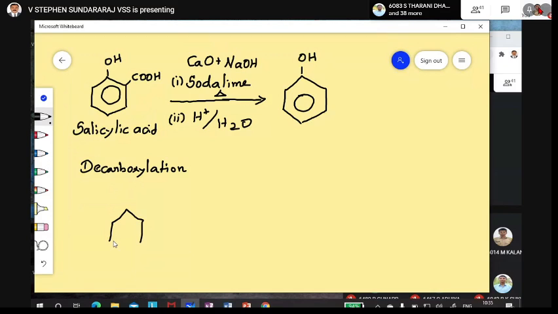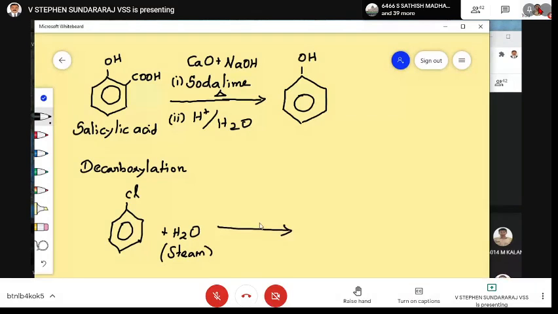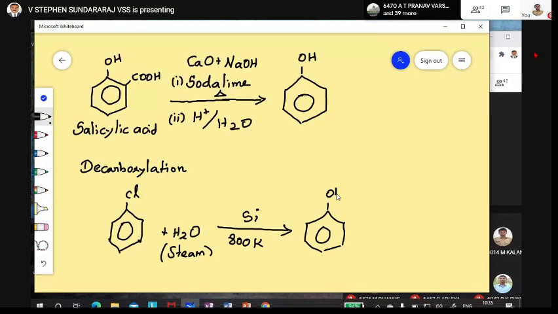Okay. And if you want other methods, take Dow's process, a slight modification of it. Just for information, that is chlorobenzene plus water, but under very high temperature steam conditions in the presence of silicon, at a temperature of 800 Kelvin. This also will form by nucleophilic substitution, that is OH. Right?